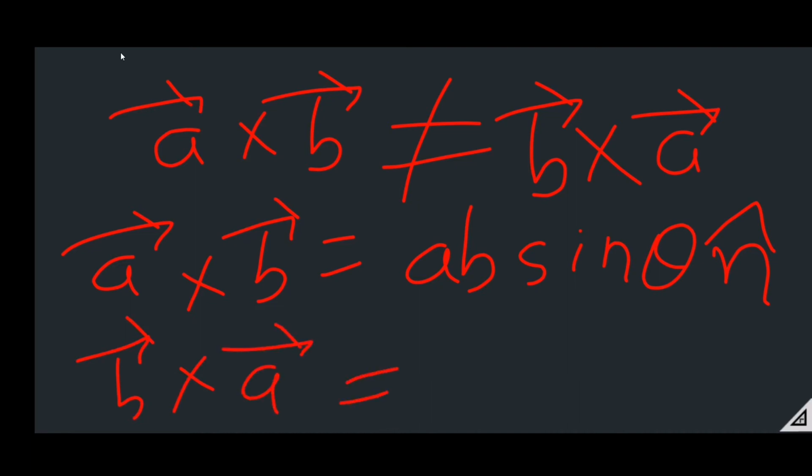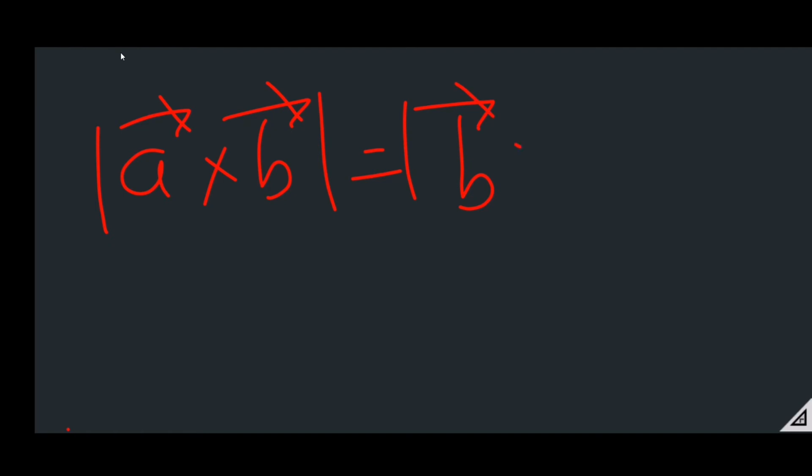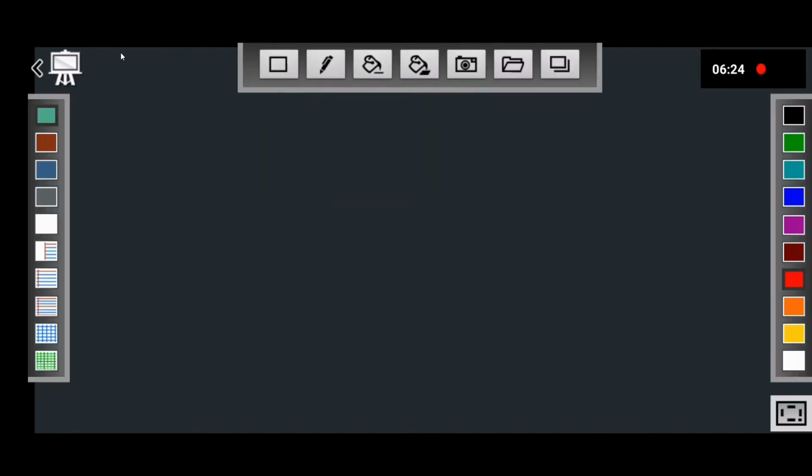equals B into A sine theta, and here another n dash cap. That means now the difference is this unit vector: here n cap, there n dash cap. So A vector into B vector and B vector into A vector are not equal. Commutative law is not accepted by the cross product, but their magnitudes are commutative. That means the magnitude of A vector into B vector equals the magnitude of B vector into A vector. It is accepted.